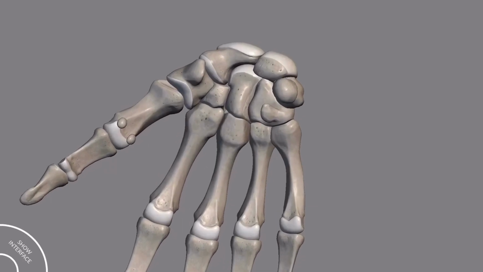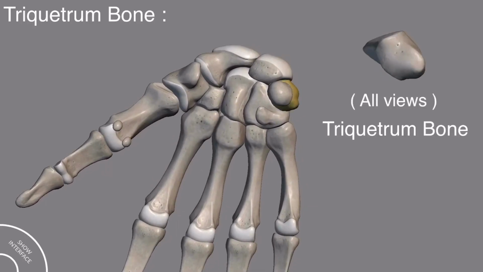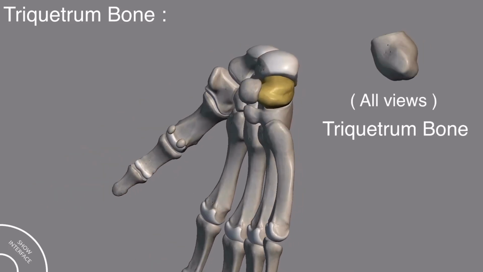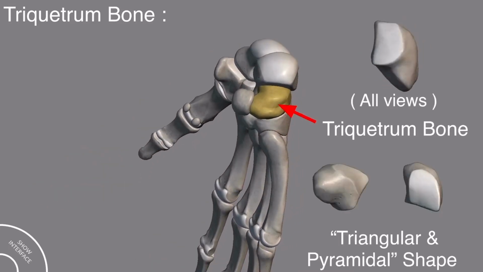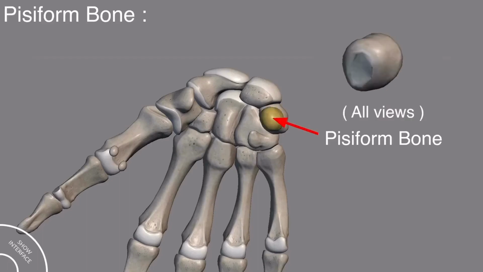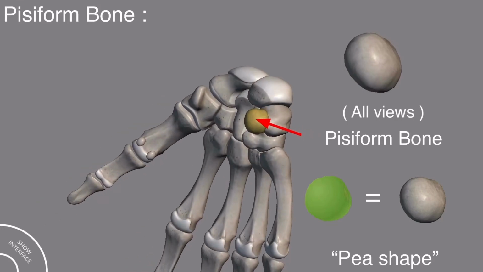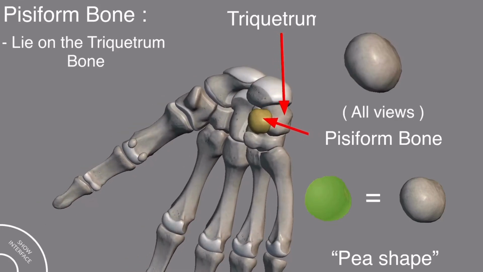The third bone in the proximal row is the triquetrum bone. The triquetrum bone has a triangular and pyramidal shape. The last bone in the proximal row is the pisiform bone. The pisiform bone is a pea-shaped bone, and this bone lies on the surface of the triquetrum bone.